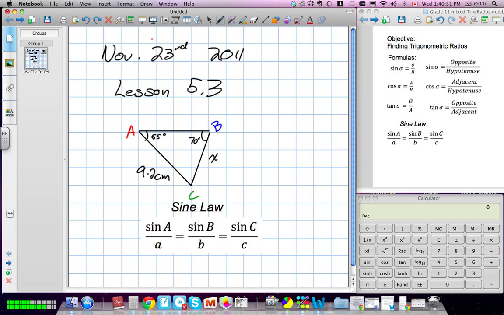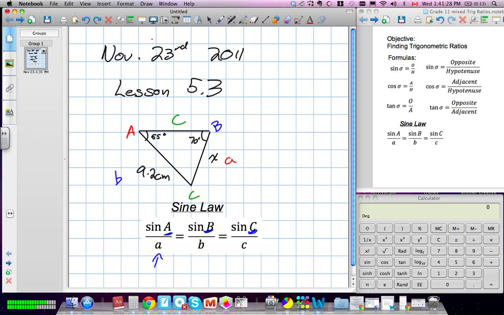Because this was our angle A, side x will be side a. It's opposite of that angle. With angle B, the opposite side is our 9.2, so that will be our side b. And our angle C, our opposite side is right here, which we have no measurements for. Now, in our formula, the uppercase letters represent angles: angle A, angle B, angle C. The lowercase letters represent the sides.